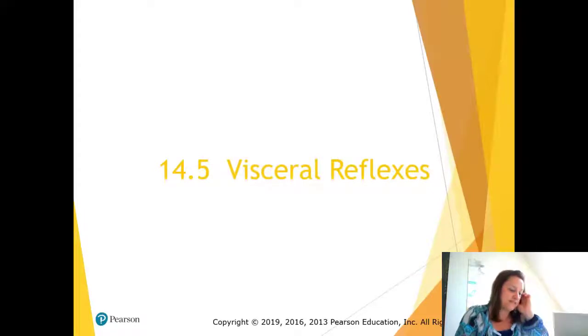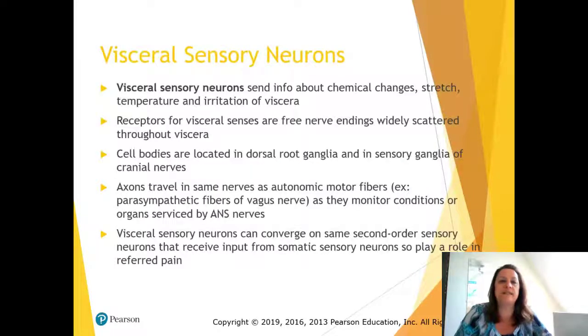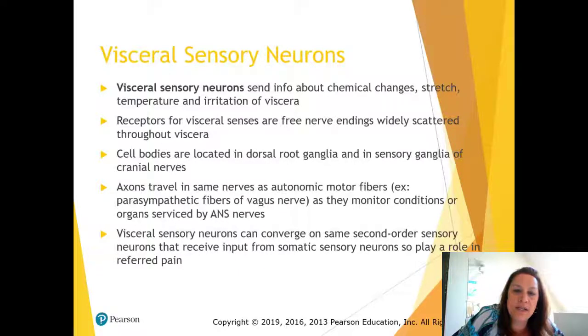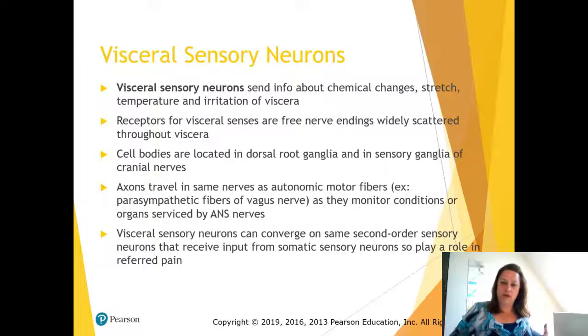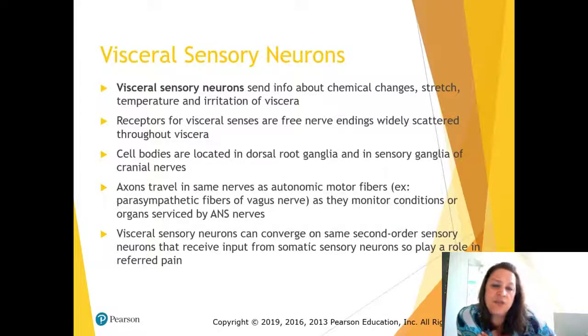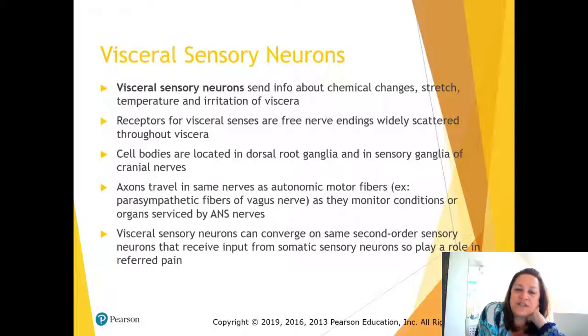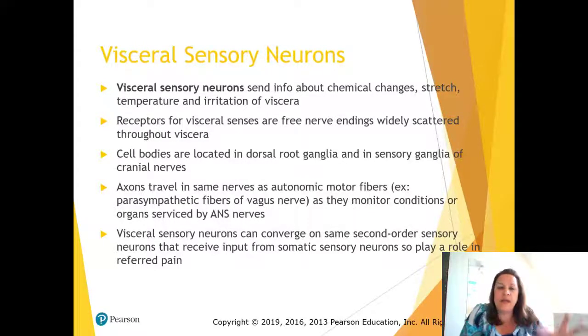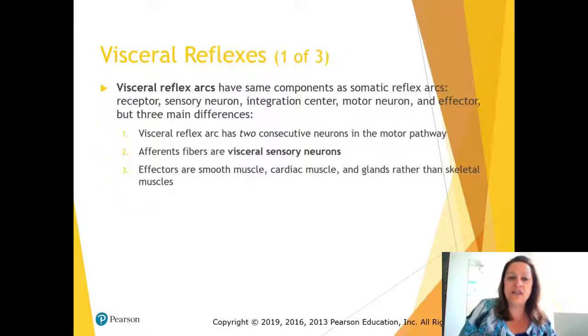All right, visceral reflexes. Now, visceral reflexes are going to sense stretch and temperature, things like that. They're going to be inside your viscera, your organs, for example, and they're going to send information about changes, right? The cell body is a little bit different. The cell bodies are located in the dorsal root ganglia, the sensory ganglia of the cranial nerves, and the axons travel the same way as the autonomic motor fibers, right? But they're monitoring the conditions inside the viscera.